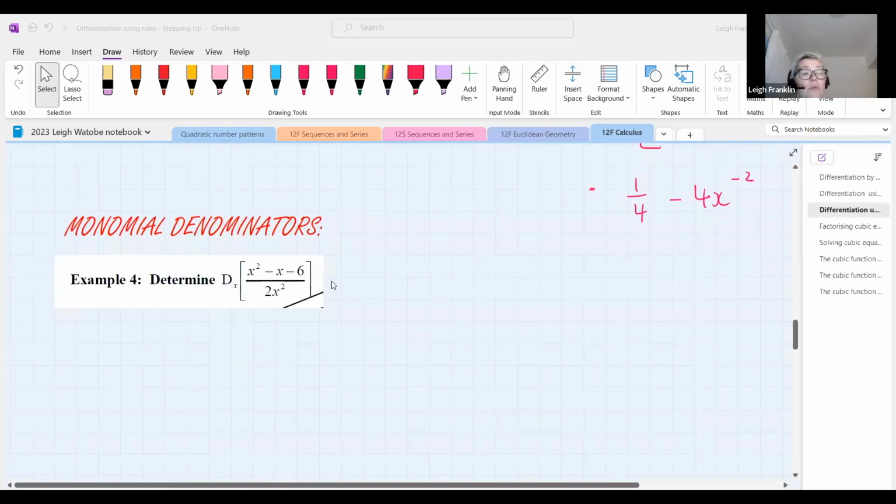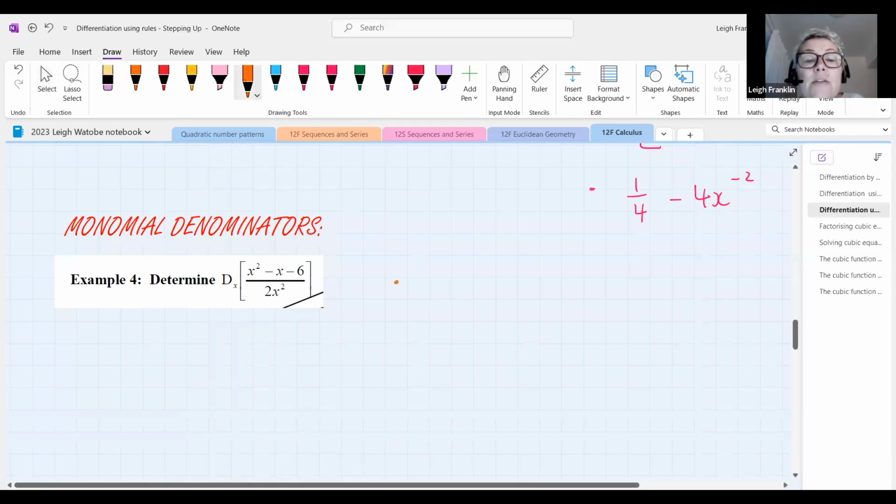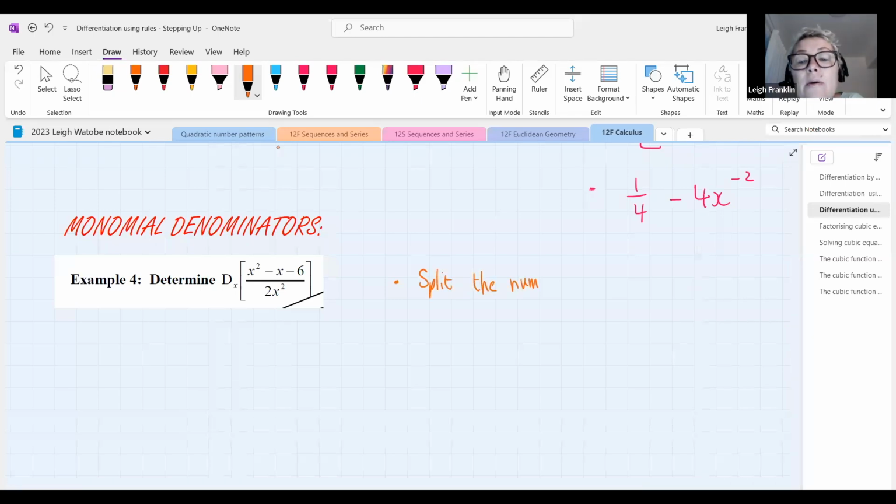So now what we need to do is talk about what happens when we've got monomial denominators. In other words, they give us a function statement, and then we've got a denominator that is a single term. For example, here they want us to find the derivative of x squared minus x minus 6 over 2x squared. What we would need to do in a situation like this is split the numerator over the denominator. I'm just going to write that on the side for you. We're going to split the numerator over the denominator.